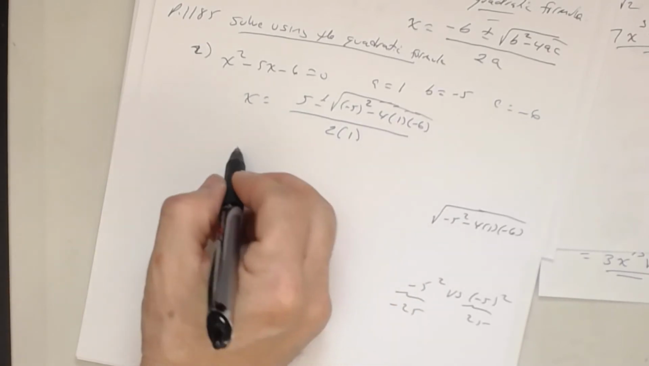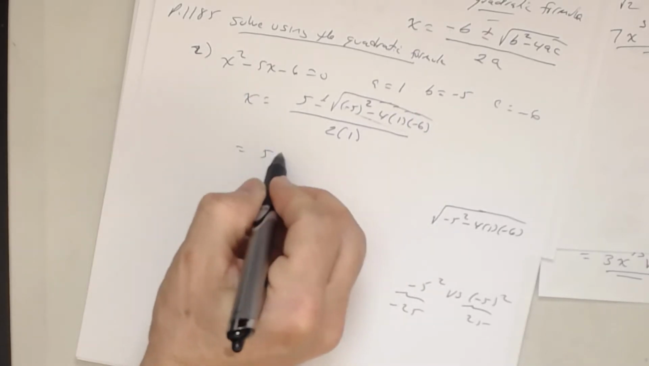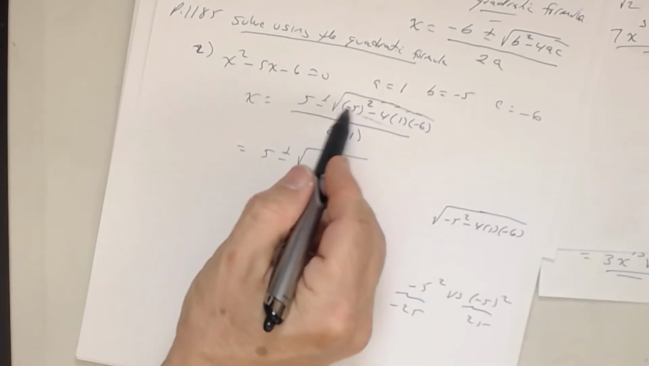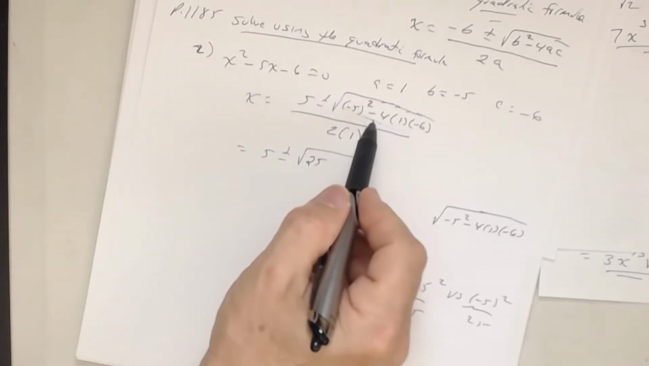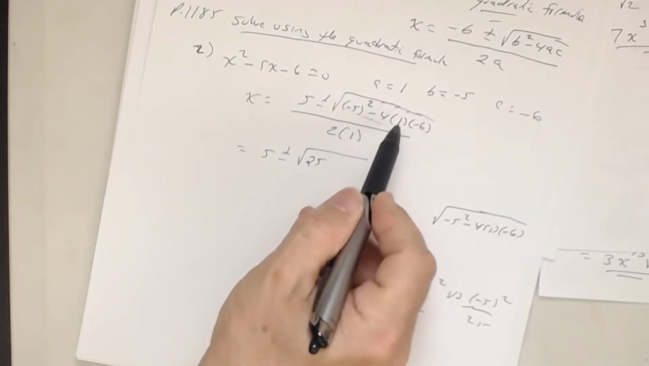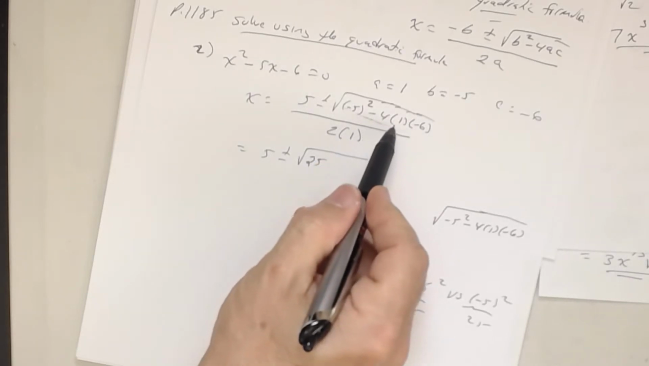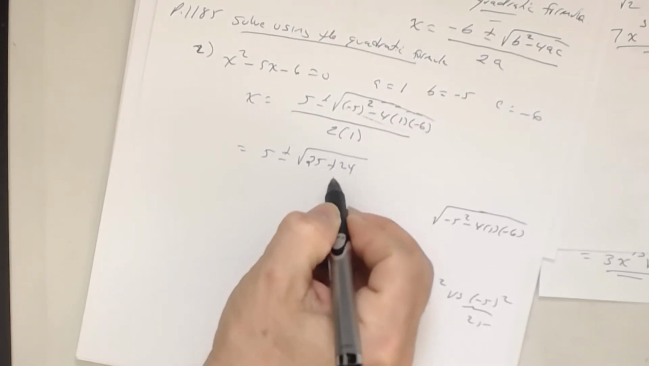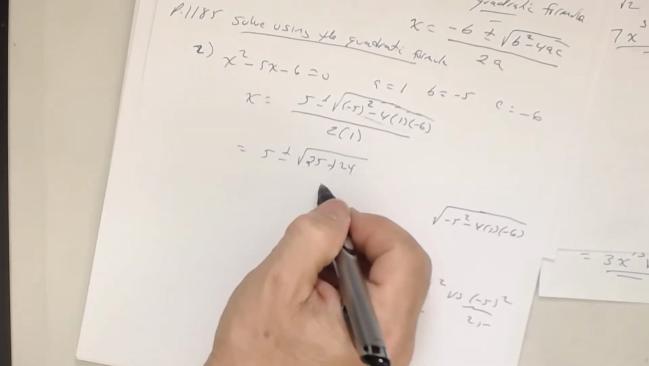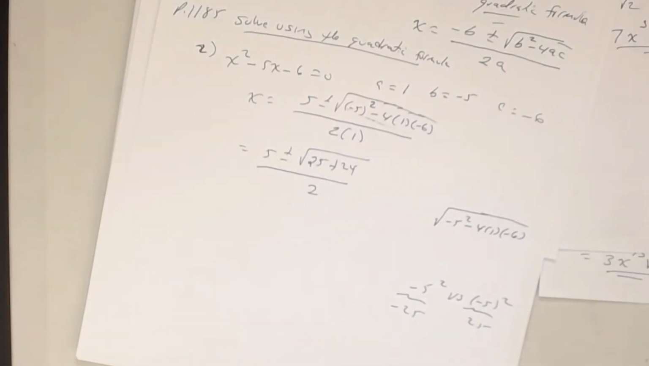So what I would do next is this. I would go ahead and start simplifying the radicand. So I'm going to say 5 plus or minus the square root of. What's negative 5 squared? 25. All right, now use your calculator if you need to. A negative 4 times a positive 1 times a negative 6. What is that? Positive 24. So the radicand becomes 25 plus 24, all over what number? 2. So that'll be your next step. You start simplifying the radicand and do one thing at a time.